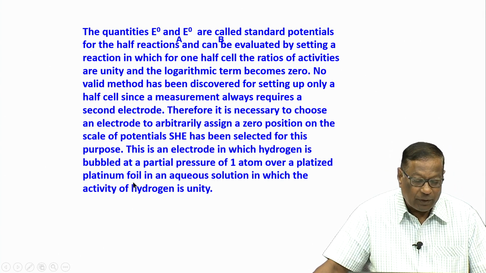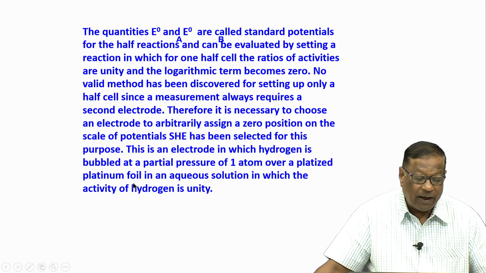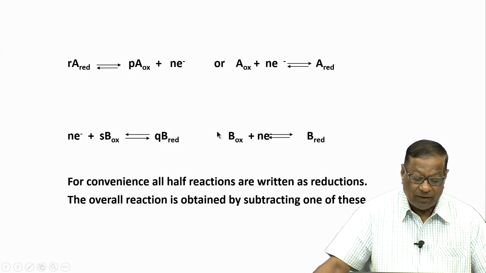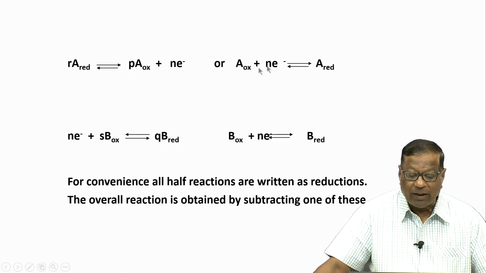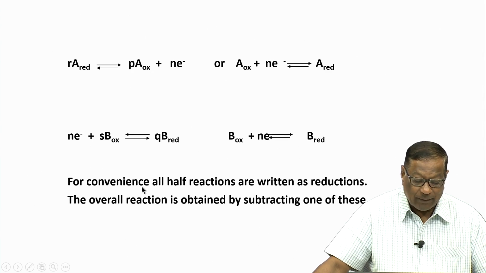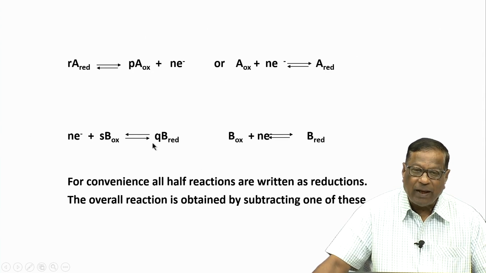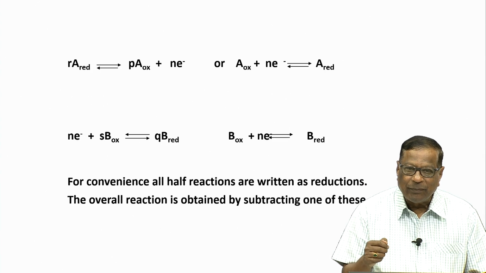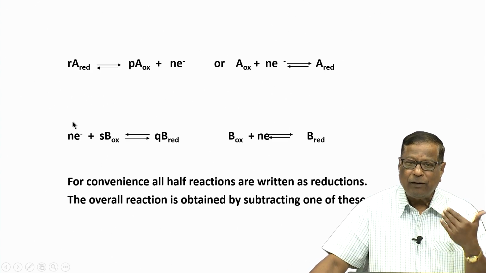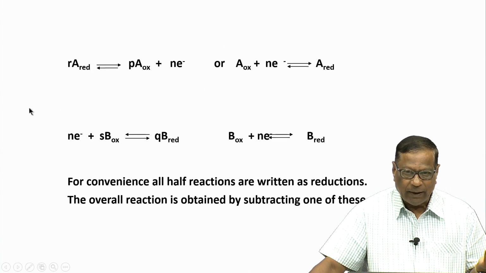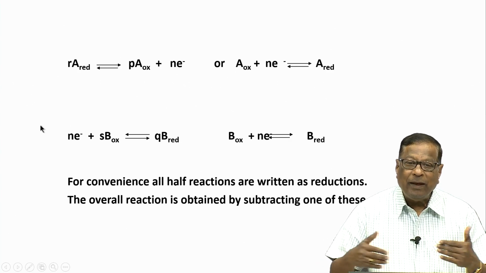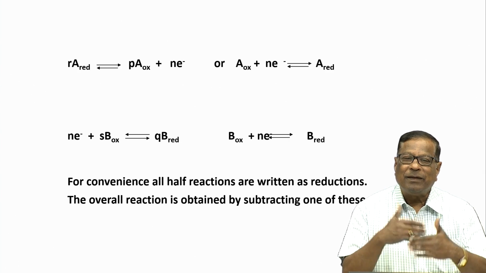So, if I want to compare different kinds of redox reactions undergone by any species, I must write reactions like this: A oxidant plus Ne goes to A reductant, B oxidant plus Ne goes to B reductant. For convenience, I write all half reactions as electrodes, and the value of the reduction potential will be different for different elements. Because the values are different, I need to know which one has the higher value and which one has the lower value.